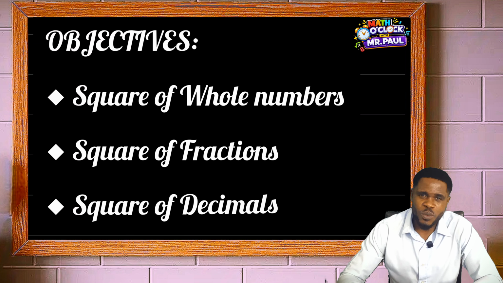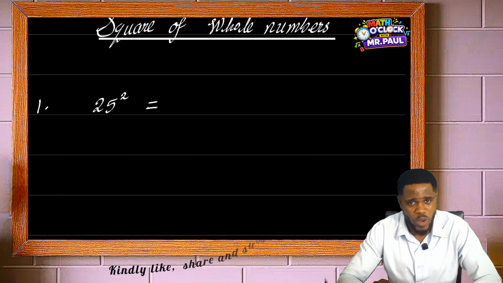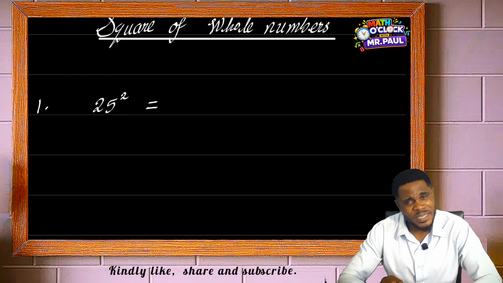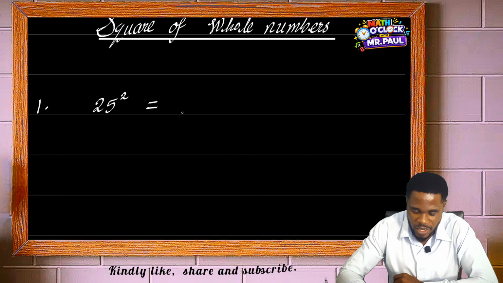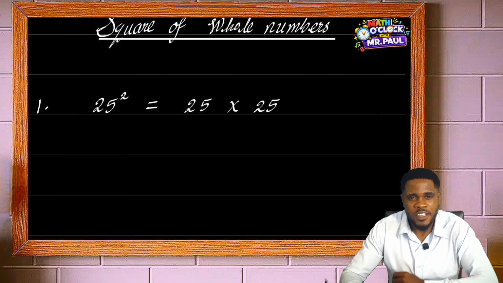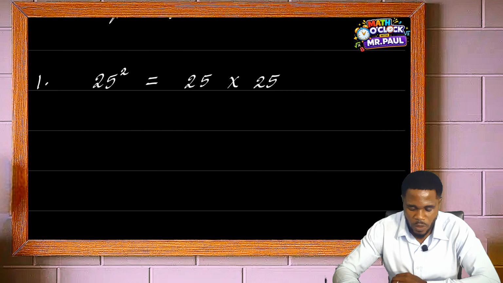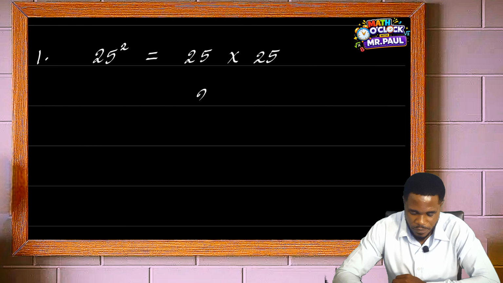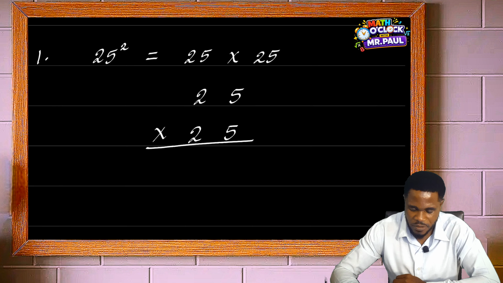For example, number one, we'll be looking at the square of 25. This simply means 25 times 25. 25 should multiply itself. So we have 25 times 25. Okay, so let's rearrange it so we can solve it easily. So we have 2, 5, 2, 5, and they are multiplying each other. So let's go ahead and multiply.